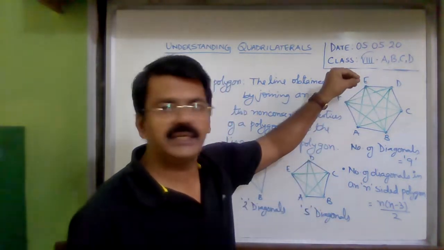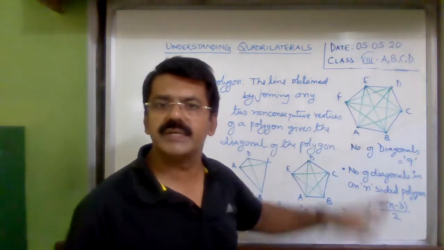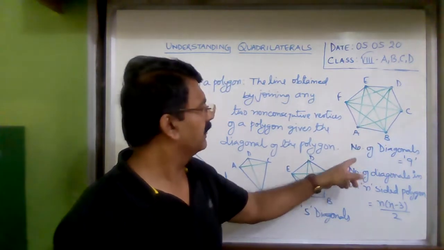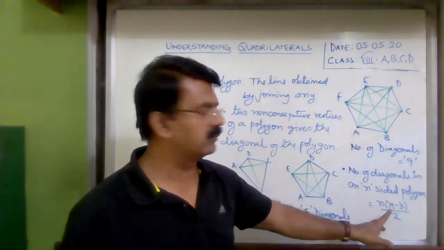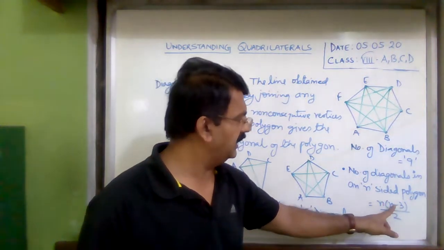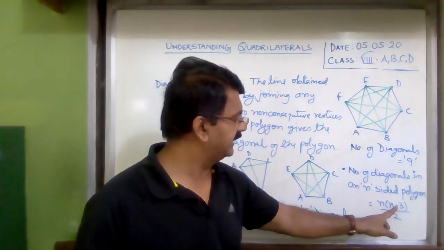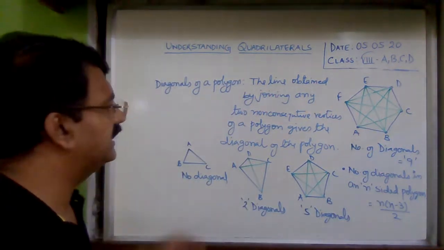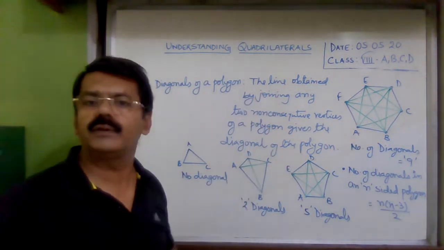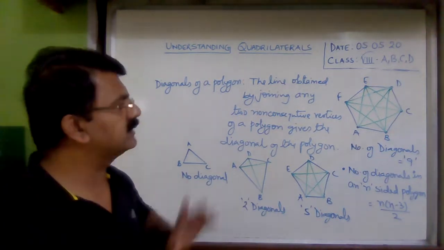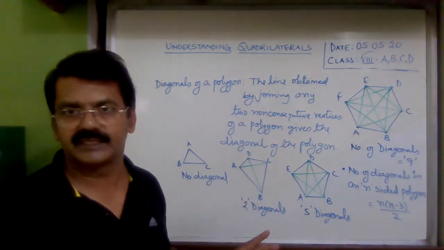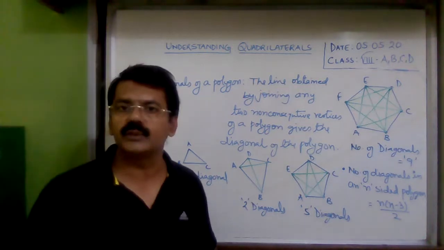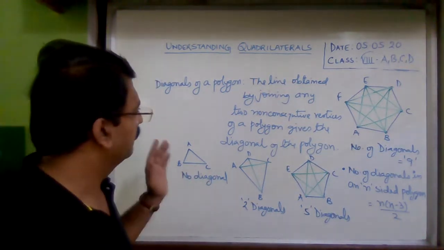Now, if we talk about the hexagon, how many sides are there? 6 sides are there. So if you put 6 in this formula, 6 minus 3 is 3, 6 into 3 is 18, upon 2 is 9. You can see there are 9 diagonals. So we have verified the formula for these 4 figures. Actually, this formula is true for all the figures. So now it is very clear to you what are the diagonals of a polygon.